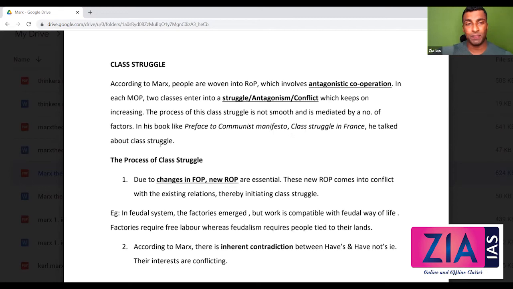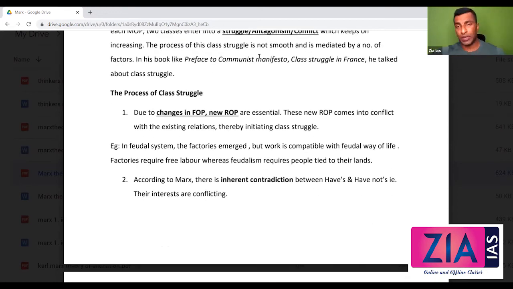In his book, you can remember the book names, I'm not just reading it out. First, let's discuss the reasons for class struggle.